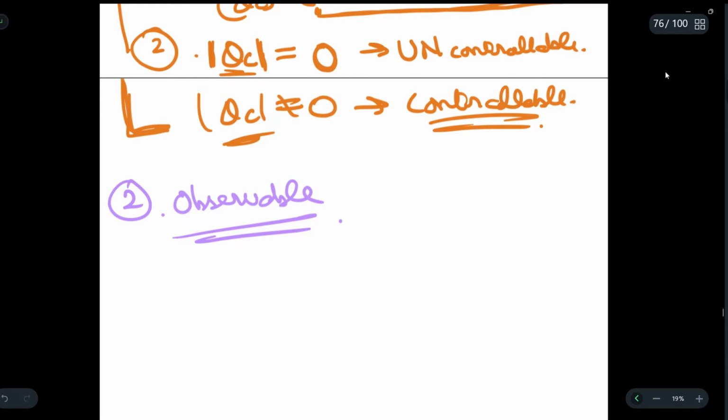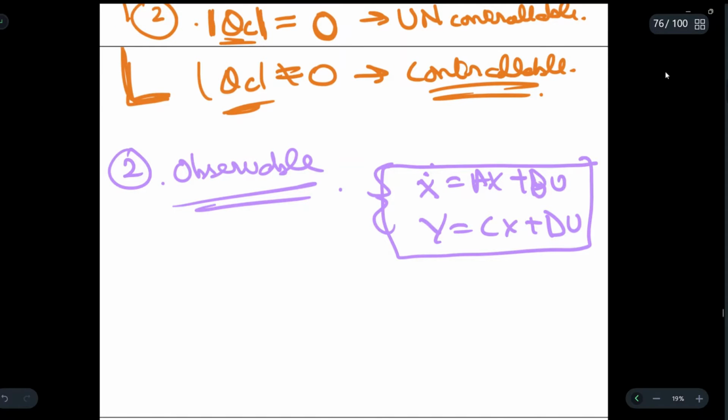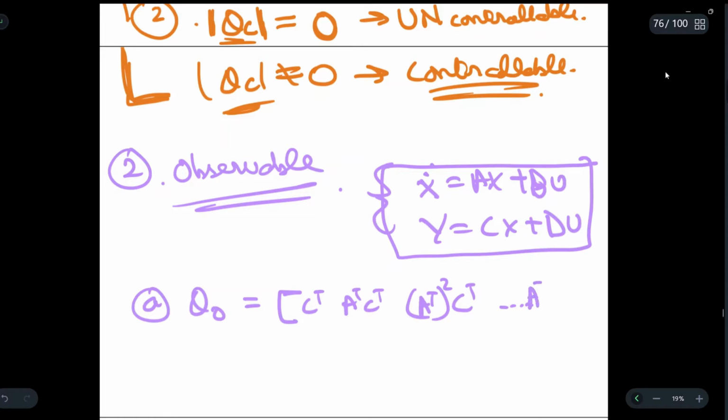Suppose we again have the state space equations, that is, x dot is equal to Ax plus Bu, and we have y as Cx plus Du. Now we will use another matrix in order to find out the observability of a system. Here we will be using a matrix called Q_O, which will be given by C^T, A^T C^T, (A^T)^2 C^T, until (A^T)^(n-1) C^T.